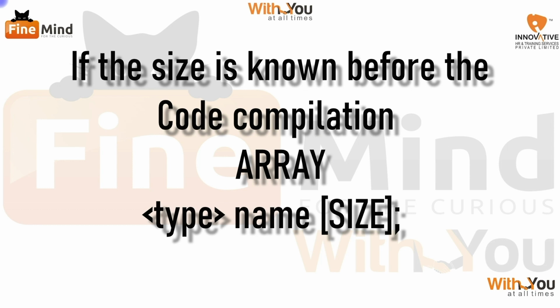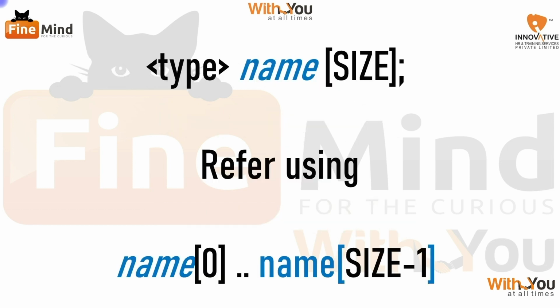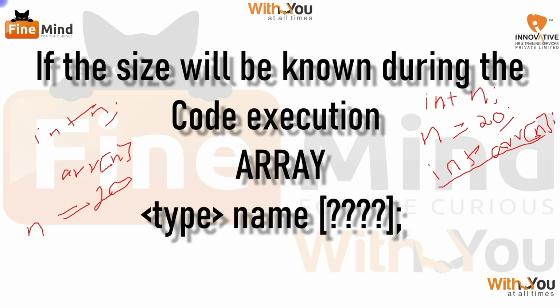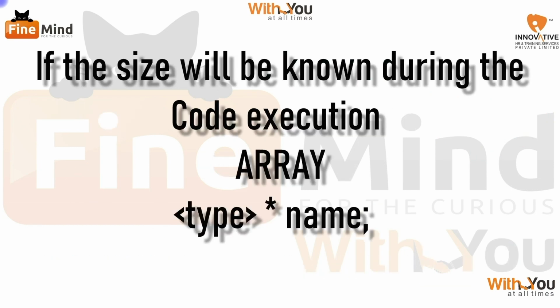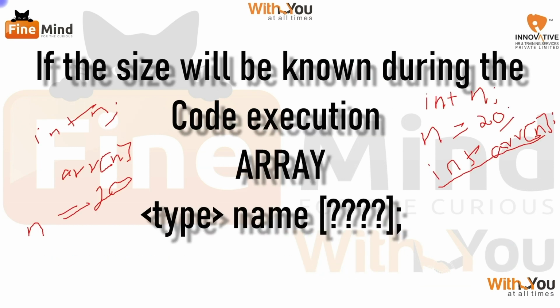When I know the size, jolly well, specify and get it done. How do you specify? For example, type, name and size: int arr. When you do not know the size, what do you do? C lets you keep it as a variable. You can even get the value from the user: scanf, percentage d, address of n. Even the user can decide what is going to be the size.